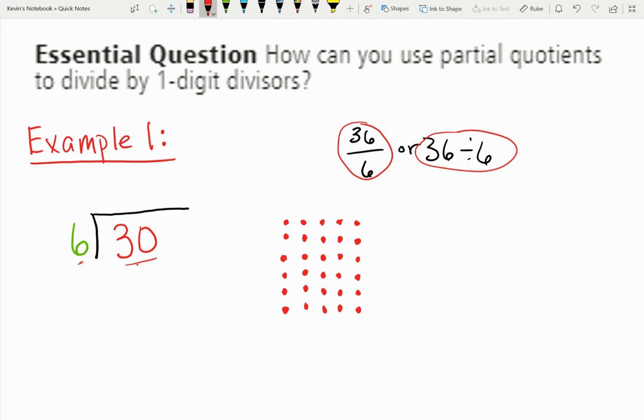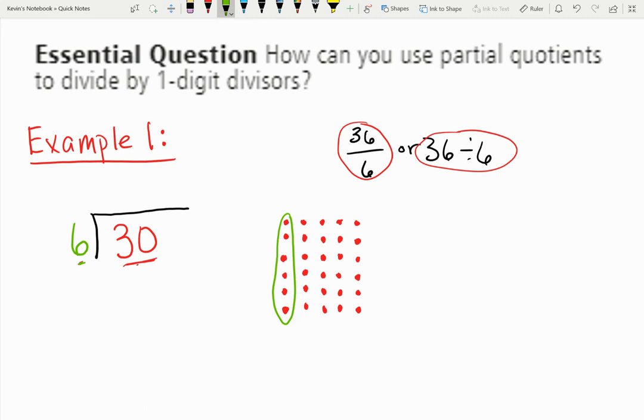Now, if you look here, I have my dividend, which is 30. And I drew 30 dots over here. So what we're going to do is divide up these 30 dots. And when we do that, we have to look at our divisor, which is 6. So when I do this, or when you do this, we're going to circle 6 dots each. So I'm going to go ahead and do 6 dots. I'm going to double check: 1, 2, 3, 4, 5, 6. So I know there's 6 dots inside of each of these circles.